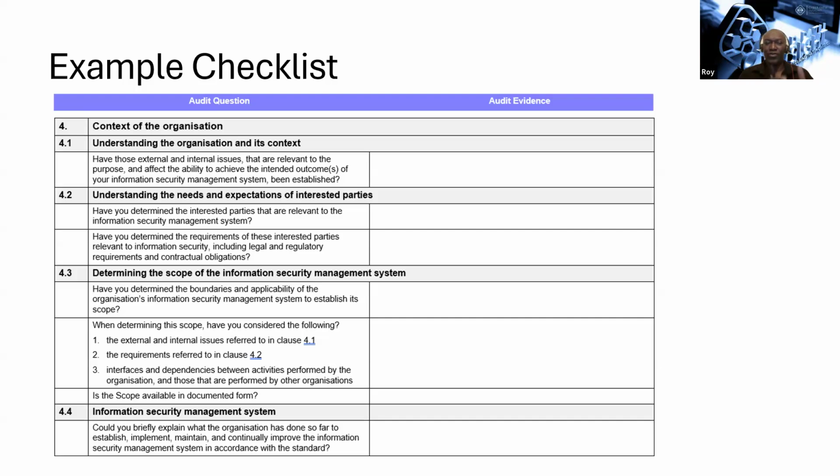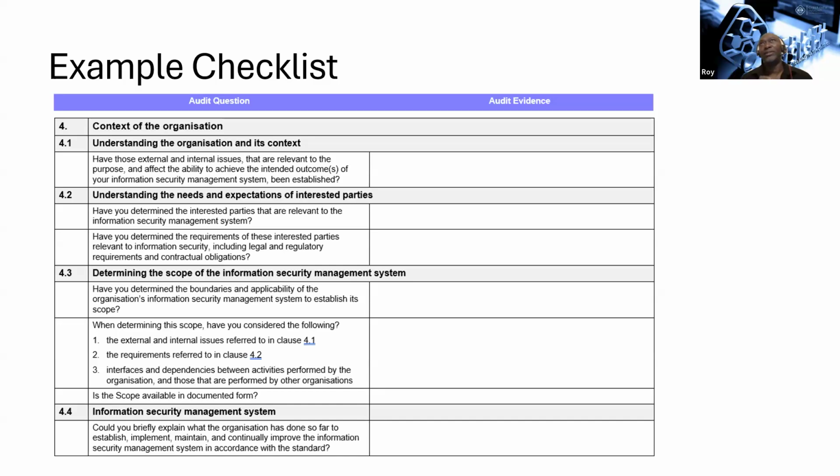Of course, it can go with your checklist. You can have a separate checklist and a separate audit plan, or it can be one audit plan and checklist. You do that for every clause. What are we going to ask them? We will ask them two things in 4.2. Why? Because there are two parts in 4.2. It asks that they determine interested parties that are relevant. It also asks that they determine the requirements of interested parties.